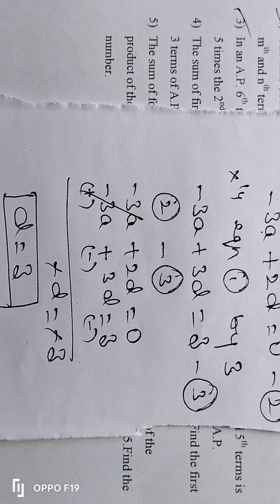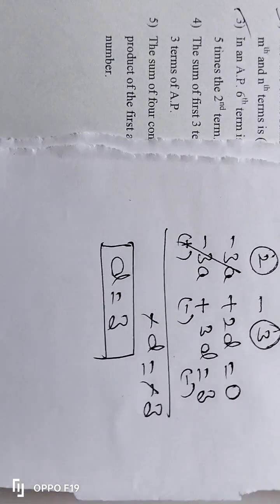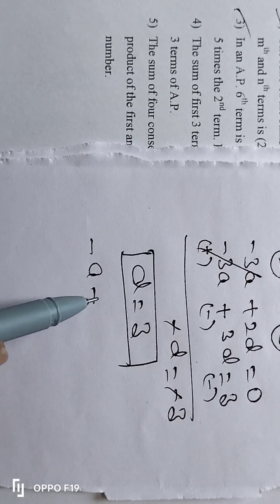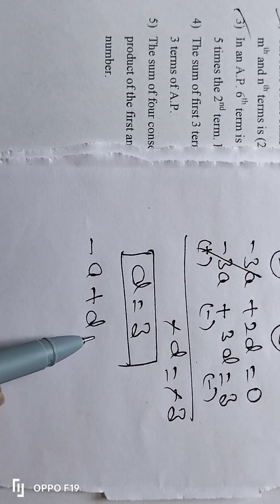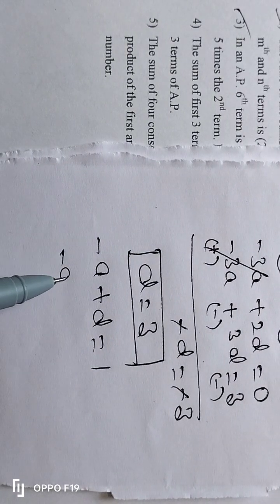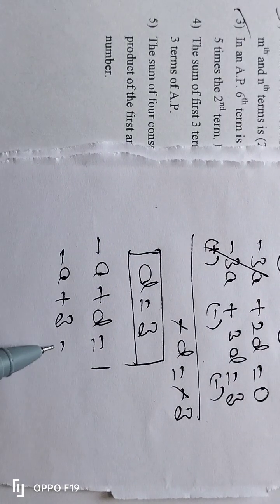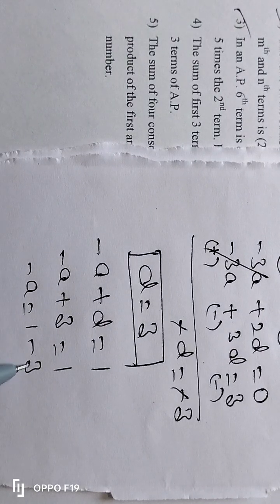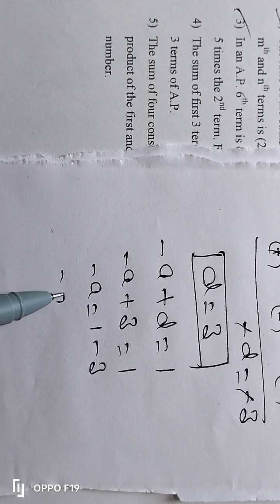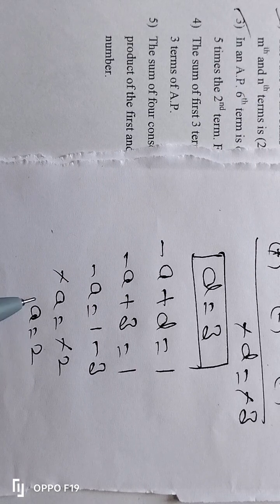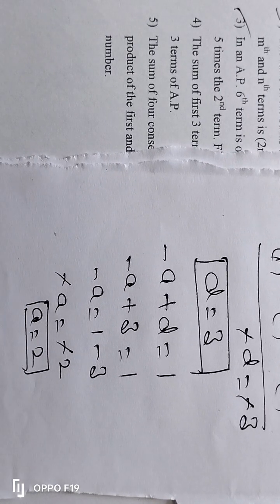After getting the value of D, now find out the value of A. To get A, you substitute the value of D in equation 1. Equation 1 is minus A plus D is equal to 1. Minus A plus 3 is equal to 1. Minus A is equal to 1 minus 3, minus A is equal to minus 2. Minus minus cancel, A is equal to 2. So like that we have to find out the values of D and A.